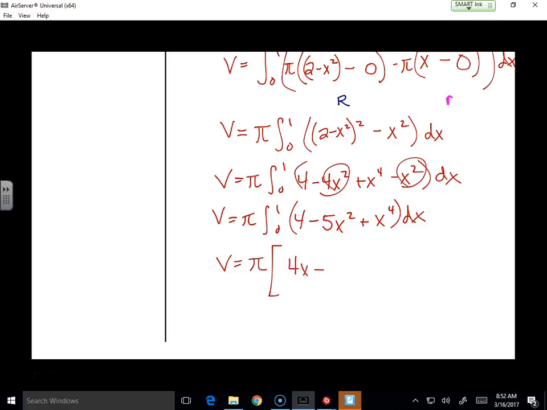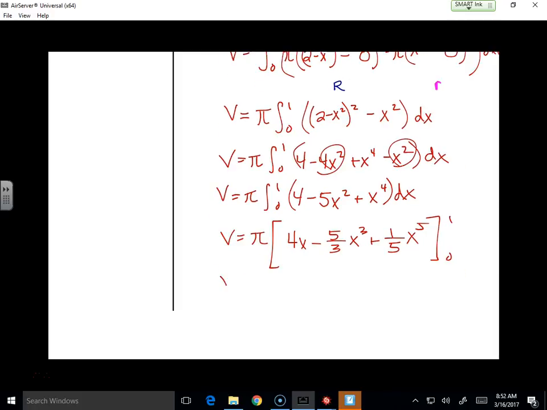4 times x minus 5 thirds x cubed plus 1/5 x to the 5th. I'm solving one by hand just for illustration that you might have to solve it by hand. We end up with, hey sweet, if we plug in 0 to this guy, what's going to happen to everybody? 0, 0, 0. So all we have to plug in is really just the 1. So we're going to have pi times 4 times 1 is 4 minus 5 thirds plus 1/5. Technically it would be minus 0.